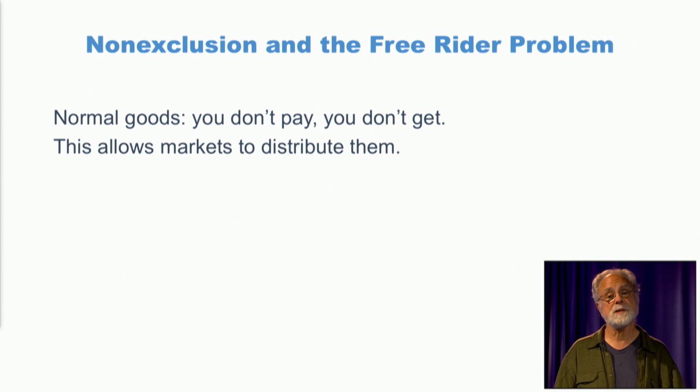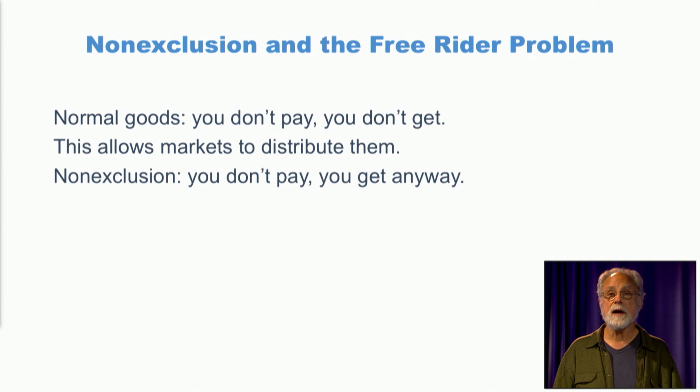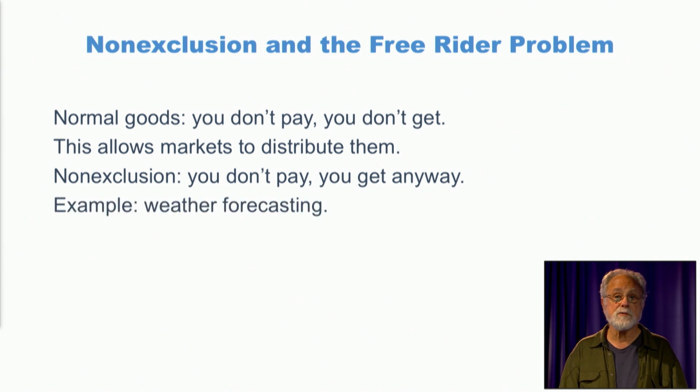Markets can work because people are made to pay for things that they want to get. But what happens if you have a non-exclusion situation where even if you don't pay, you get it anyway? So here's an example. Take the case of weather forecasting. As long as the government provides weather forecasting services to some people, it can't really deny that to other people very easily. If the forecast is out there, people are going to hear about it. And so even if they haven't paid their weather forecasting fee, a friend of theirs will say, it's going to snow tomorrow, and they've gotten the information for free.